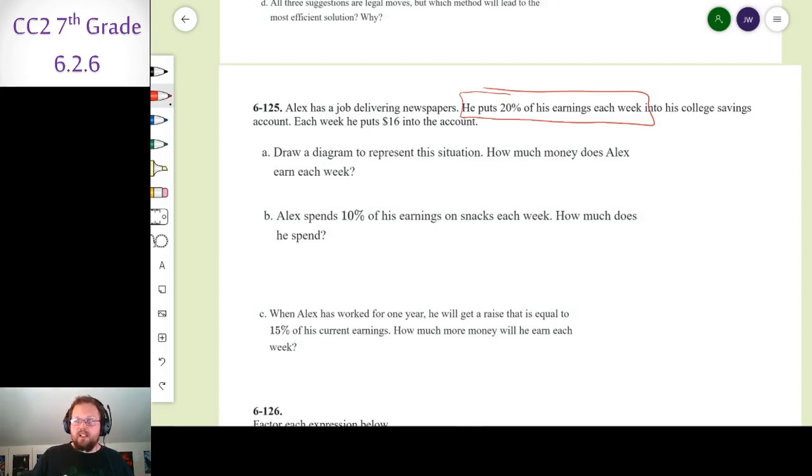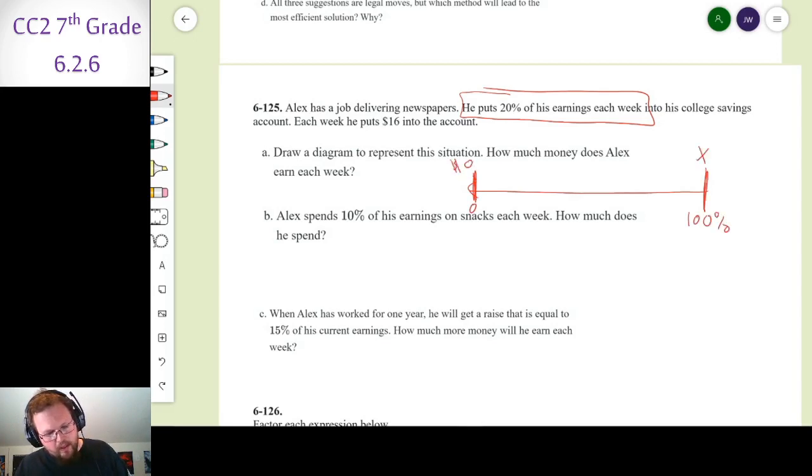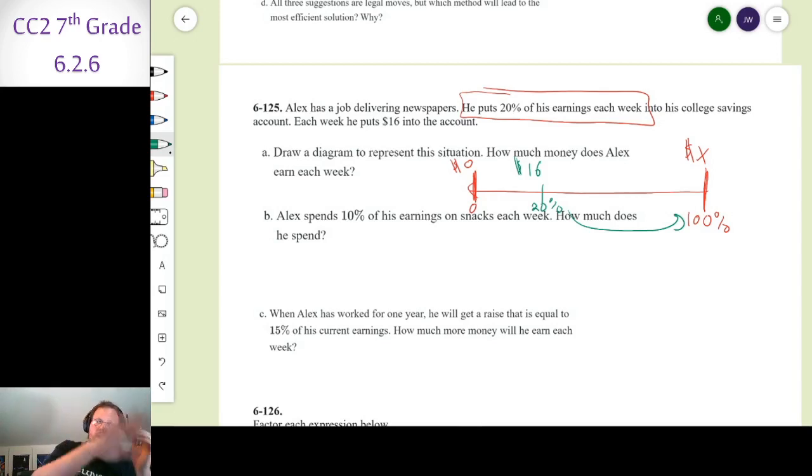So if you did this with a diagram, which you are totally welcome to do, the idea is that 0 to 100%, and then $0 to whatever his dollars is that he earns every month. And you know that 20% is the same as $16. So there's a few ways to go about this. You could either multiply that by 5, because 20% times 5 is 100. Or you could divide it by 2 to figure out that that's $8 for 10%.